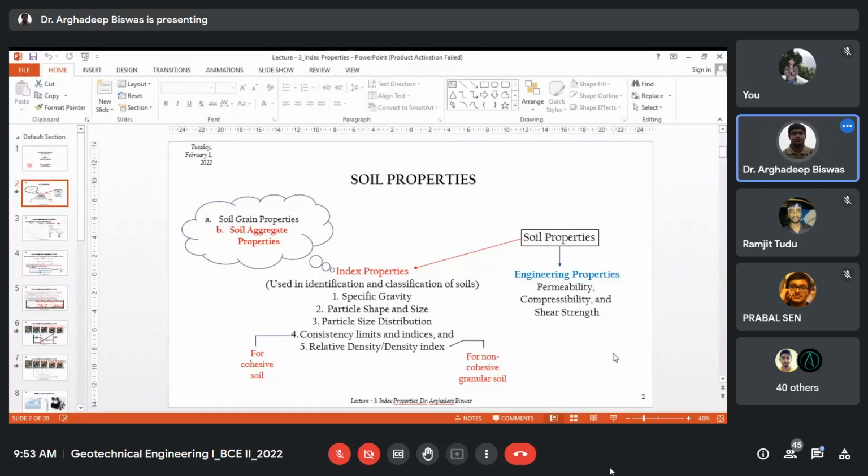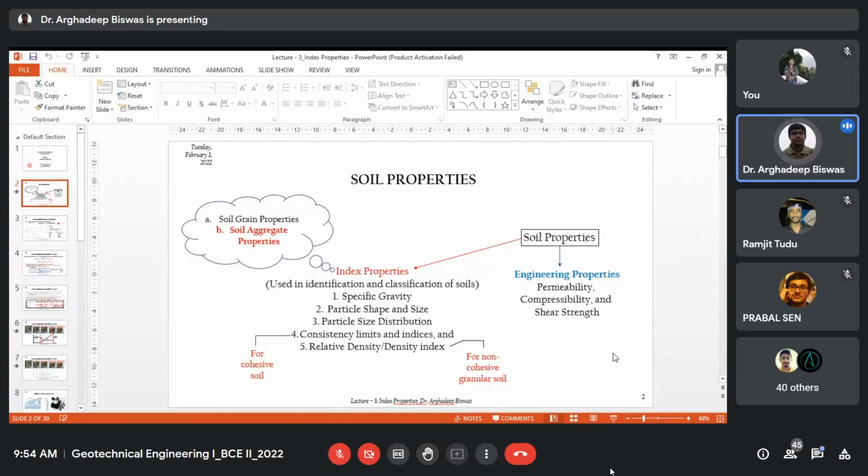It tells us the proportion of the particles having different sizes within a specific volume or specific mass of soil, basically a specific mass of soil or soil aggregate. So it actually gives you the distribution of different particle sizes within a soil mass, right?